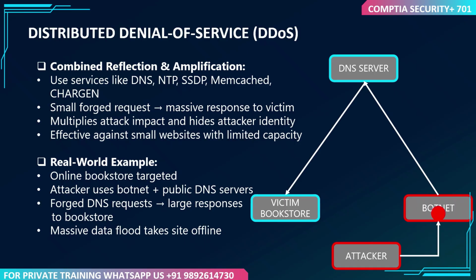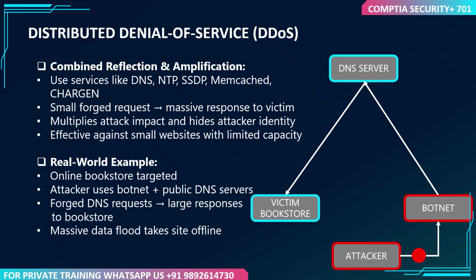Imagine that there's a small online bookstore. It doesn't have a huge infrastructure, just a single web server that handles its website. An attacker wants to knock it offline. First, they set up a botnet of thousands of infected devices. Then they choose a list of public DNS servers that will respond to queries from anywhere on the internet.